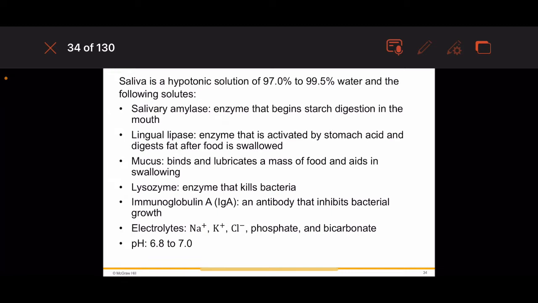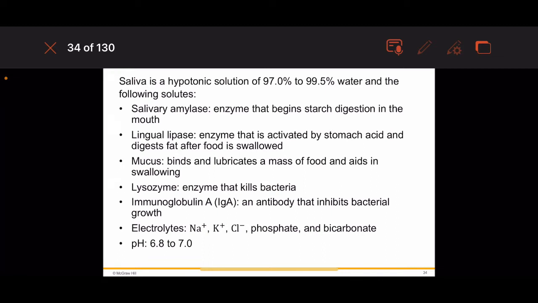Lipase, like the LIP, that is like lipid, is what I want you to think of. So lipase enzyme is going to be activated by the stomach acid, and it's working for fat. Mucus is going to bind and lubricate the food. It helps you swallow it. There's not as much in there as obviously water.